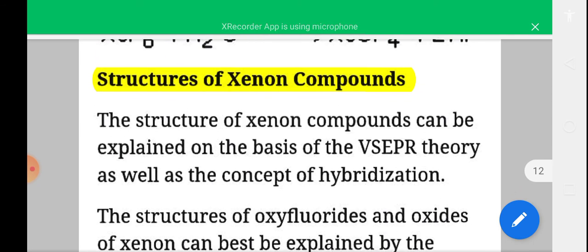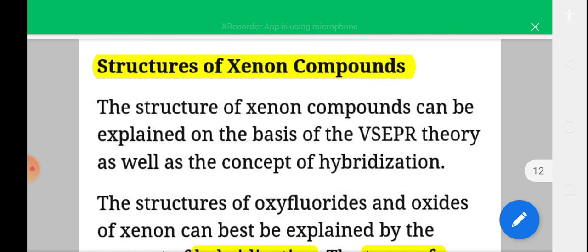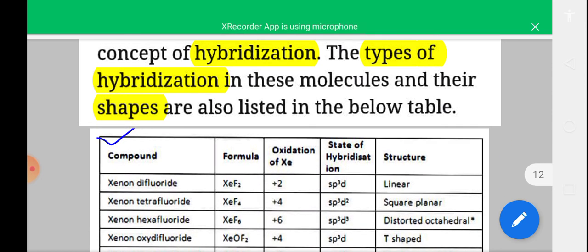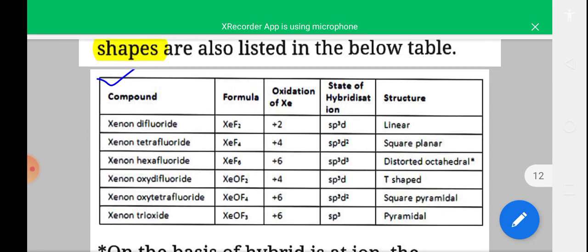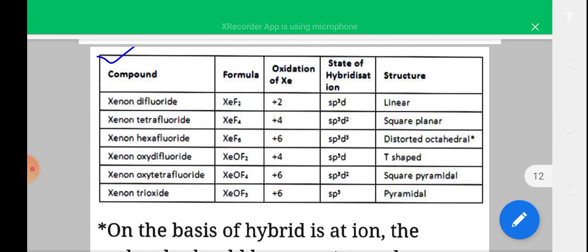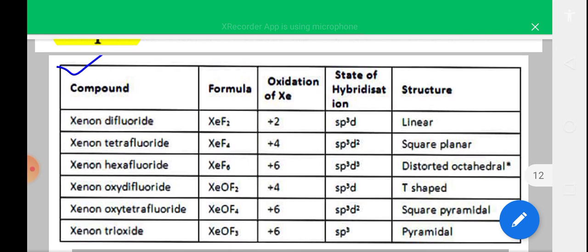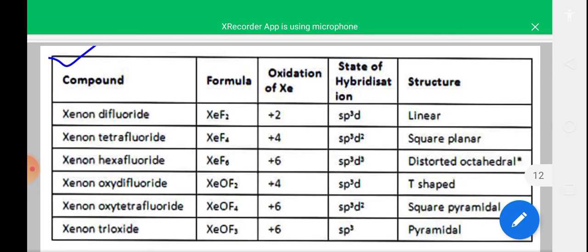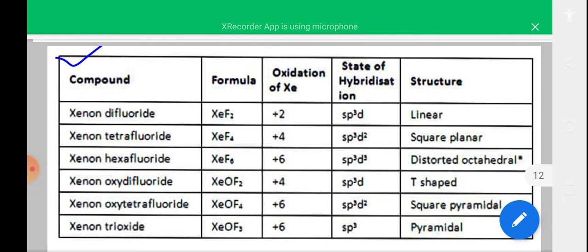And at the last, structure of xenon compounds, very important. The hybridization of the central noble gas element and the shape of these compounds, you have to remember, very important. In this tabular form, the shapes of different xenon compounds and their states of hybridization are given. You can see in XeF2, the oxidation number of xenon is +2, the hybridization is sp3d, and the structure is linear.